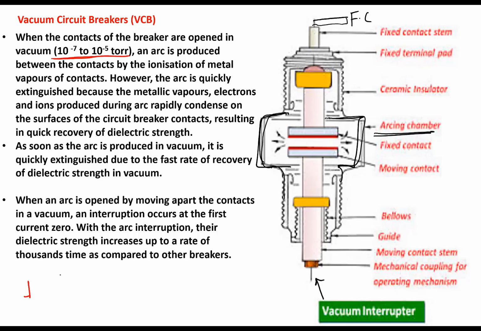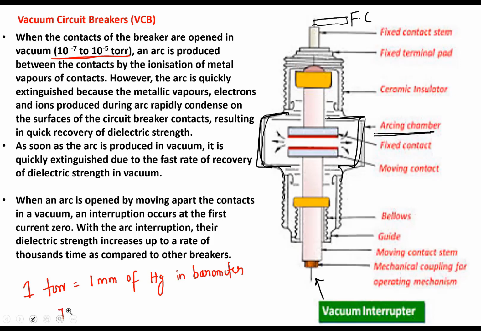1 torr is equal to 1 mm of Hg in a barometer. So barometer is a device that is used to measure atmospheric pressure. I hope you remember. Barometer is a device that is used to measure atmospheric pressure.